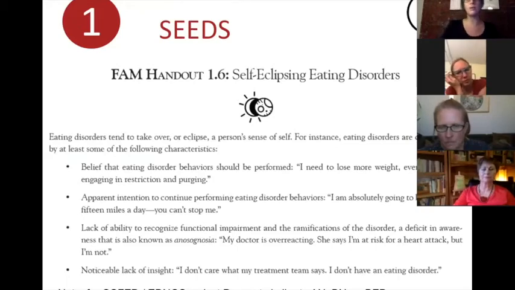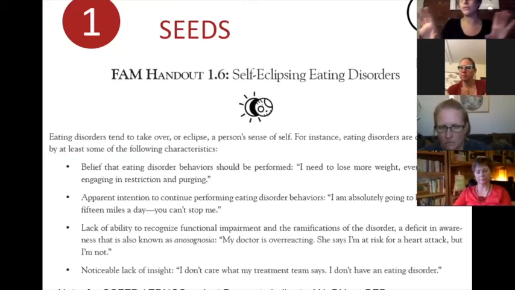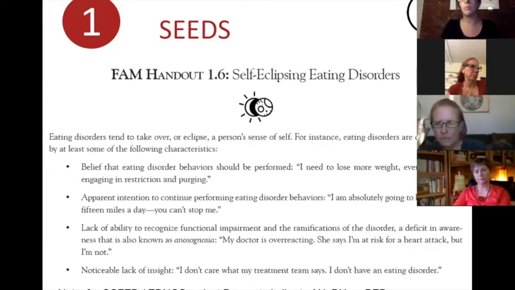So we really see that AN most of the time is a self-eclipsing disorder, and we see patients insisting that they're overweight and the like. But basically, we do different interventions based on whether we have a self-eclipsing eating disorder present or what we call a self-acknowledged disorder present, a disorder that is kind of akin to an ego dystonic disorder in the Freudian language, or a disorder that people acknowledge and they report wanting to get rid of.